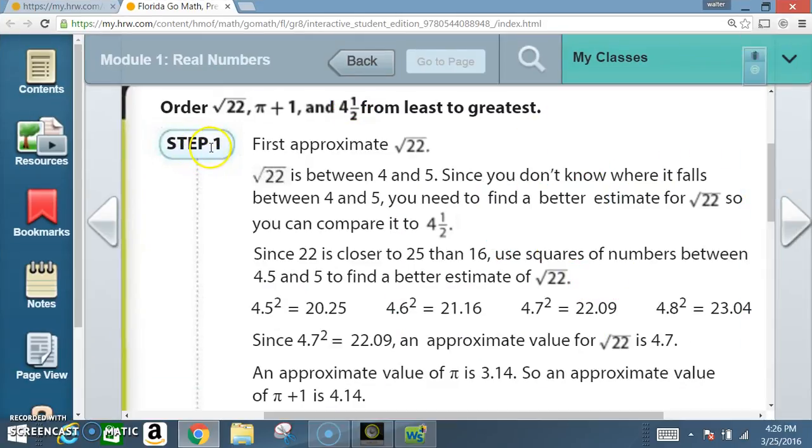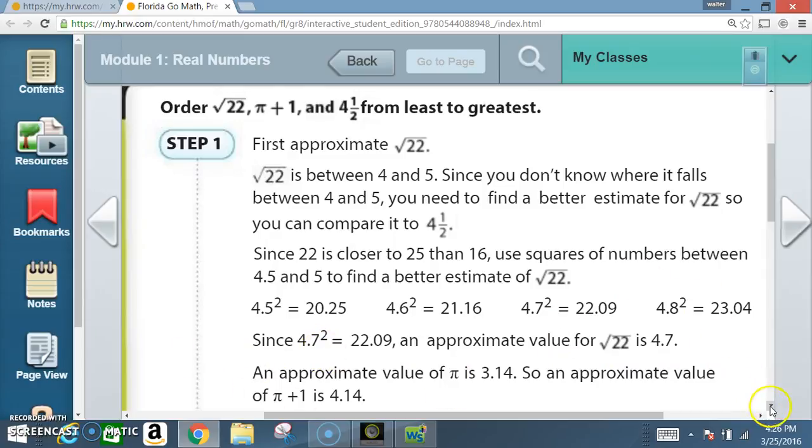So as you can see from the book, after using 4 and 5 to know that the square root of 22 is between those two, they ended up using 4.5 as their first approximation. Since 22 is closer to 25 than 16, then you know your answer is going to either be 4.6, 4.7, or 4.8. Now they chose 4.7. That's okay. The main thing is you can tell that 4.6 is different from 4.5. All right? Because the square root of 22, we're going to use 4.6, even though in the book they use 4.7.